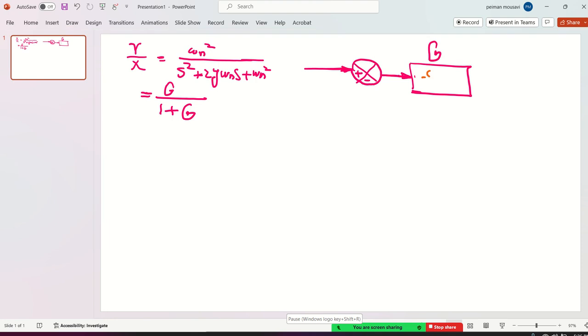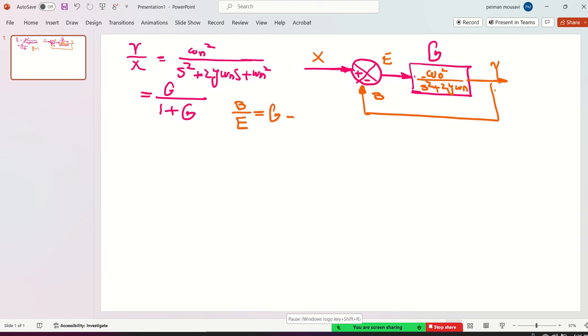And this G, if you find it, is going to be omega n square over s square plus 2 zeta omega n s. And here is y, here is x. Unity feedback, assuming that the sensor is ideal. Here is E, the error signal. So you see that the open loop transfer function for the second order system, or G, is omega n square divided by s square plus 2 zeta omega n s.